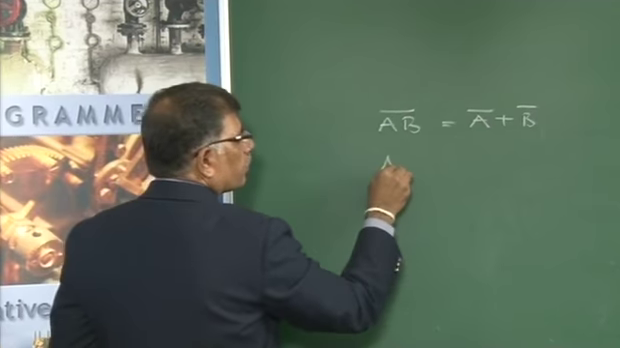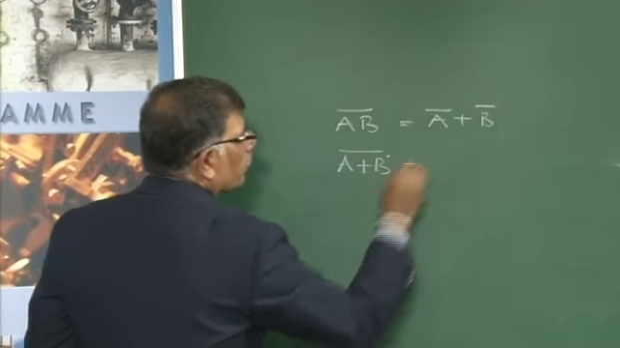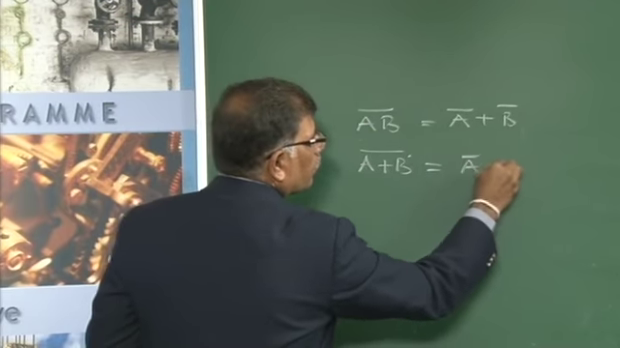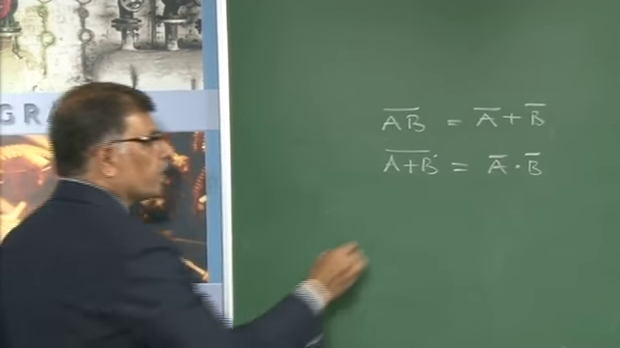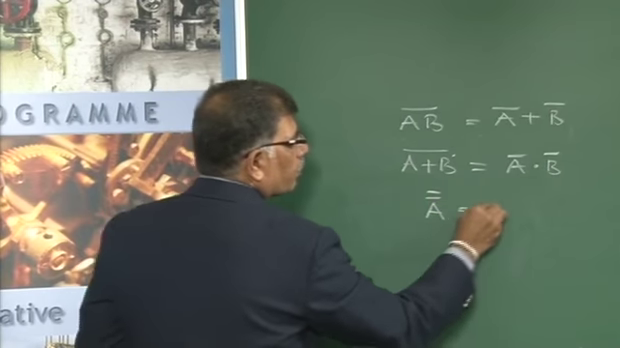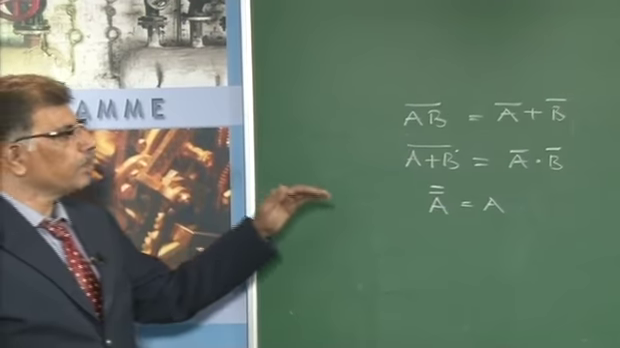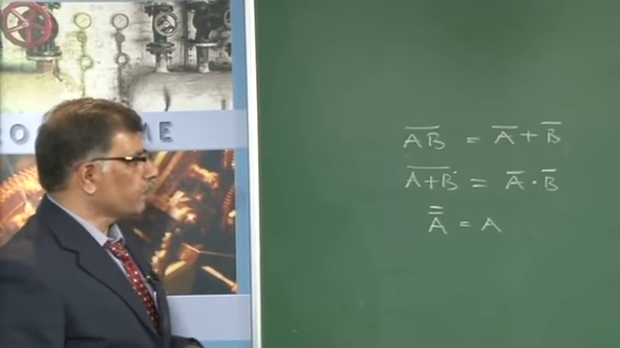Another theorem that we have is A plus B whole bar. A plus B whole bar is equal to A bar into B bar. This is De Morgan's theorem. Another one is, if I double complement the variable, the output is equal to A itself. This is useful to simplify the logical expressions.